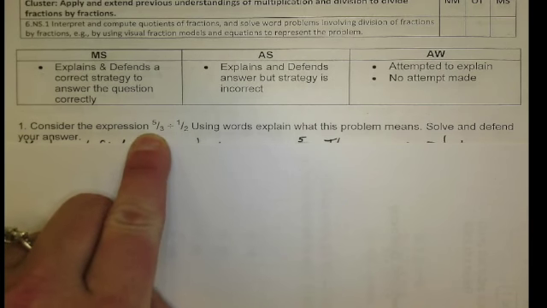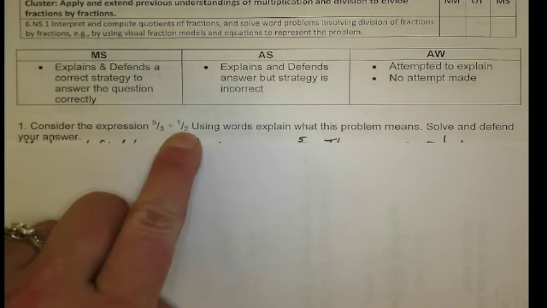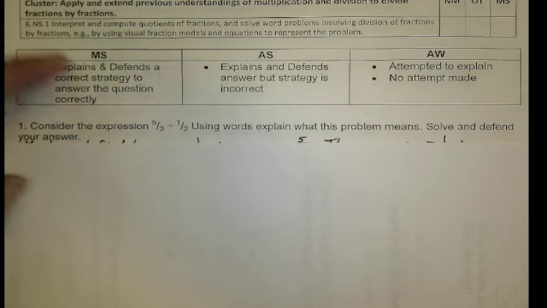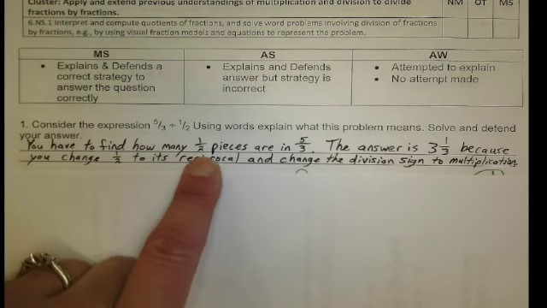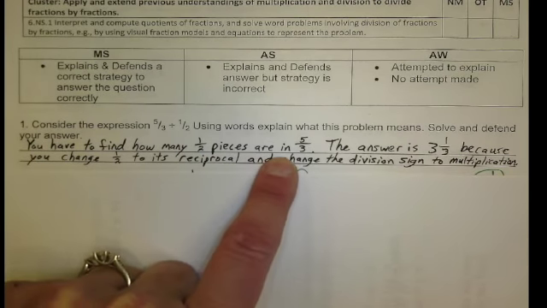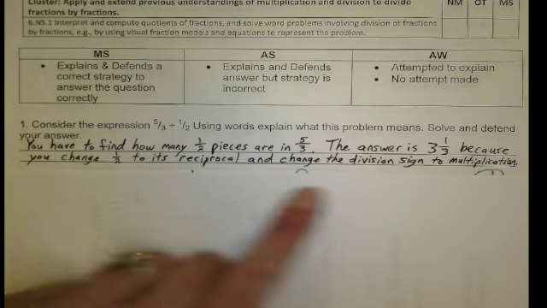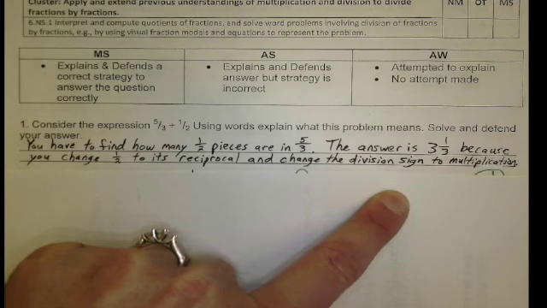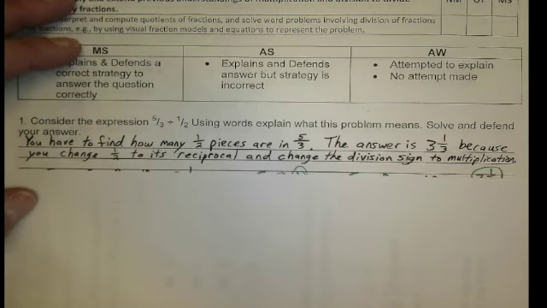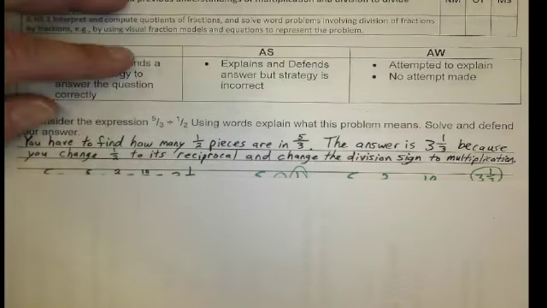5/3 would be your total, and you're dividing it by 1/2, and you're trying to figure out how many 1/2s are in 5/3. So what I wrote down here is that you have to find how many half pieces are in 5/3. The answer is 3 1/3 because you change 1/2 to its reciprocal and you change the division sign to multiplication. So the work, in order to solve and defend, you need to answer it.